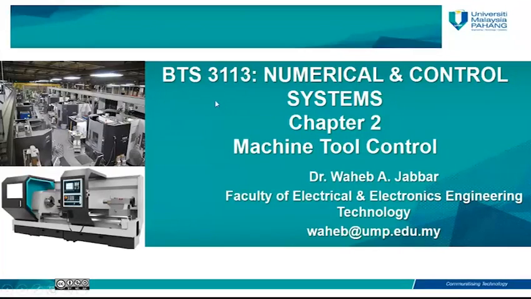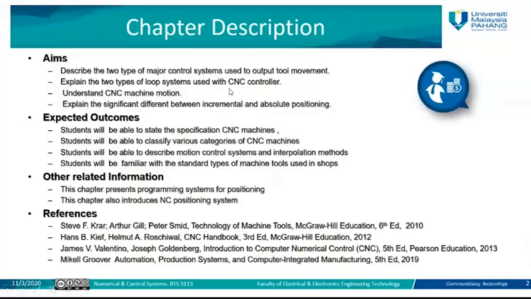So this chapter will focus on the third part, which is the machine tool or machine equipment. We are going to talk about the different classification of machines. Then we are going to highlight some of the control systems that we use with these machines to control the position, to control the motion of the machine, and so on.